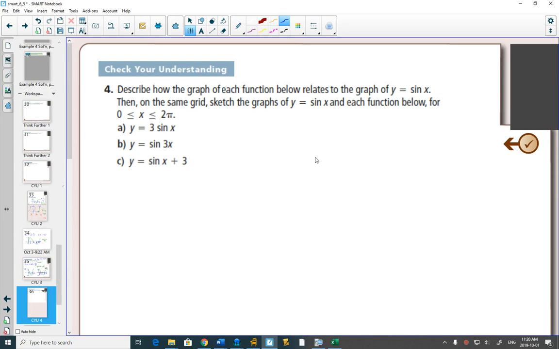4a and b are a little bit of a review of what we did in examples 1 and 2, and then 4c is something new. So again, we have so far dealt with the a value, dealt with the b value, dealt with the c value. The only thing we haven't done is worked with our d value.